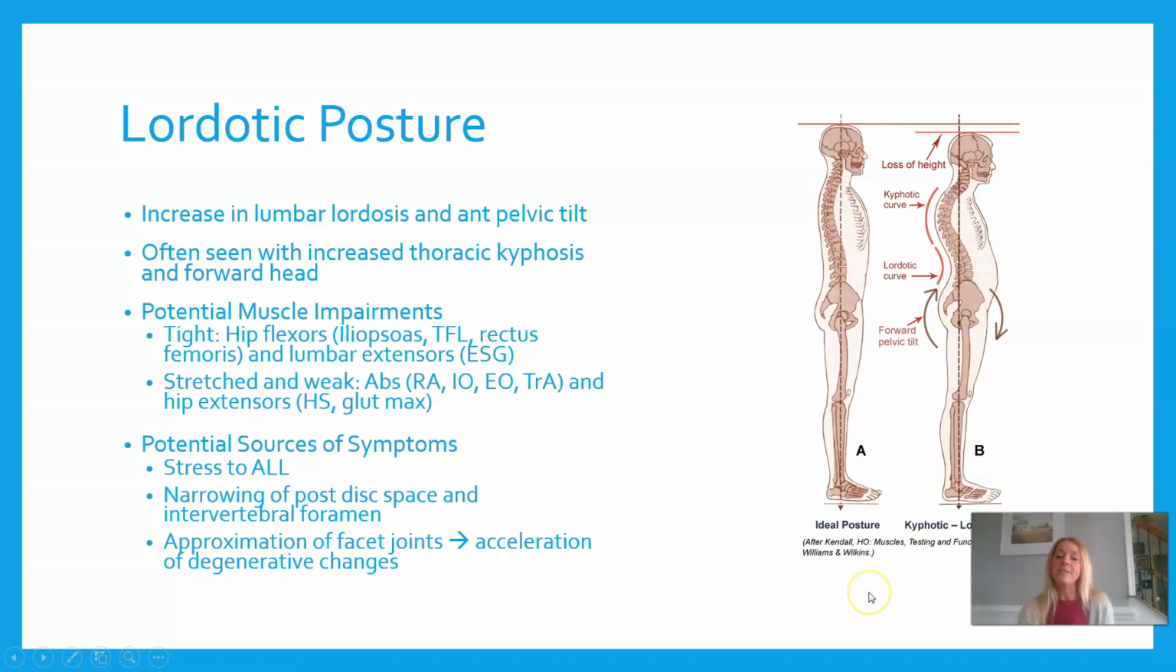Narrowing of the posterior disc space and the intervertebral foramen, so that can then impinge on blood vessels and nerve roots. And then we also have an approximation of the facet joints in the lumbar spine, which can then accelerate degenerative changes of those.